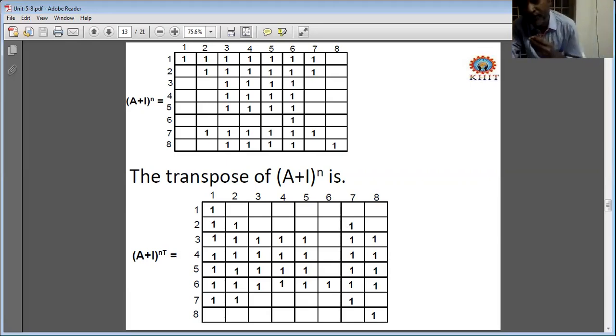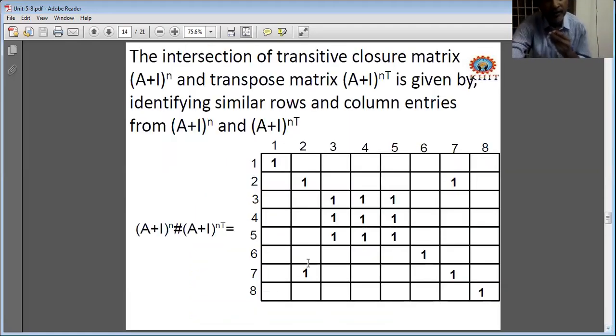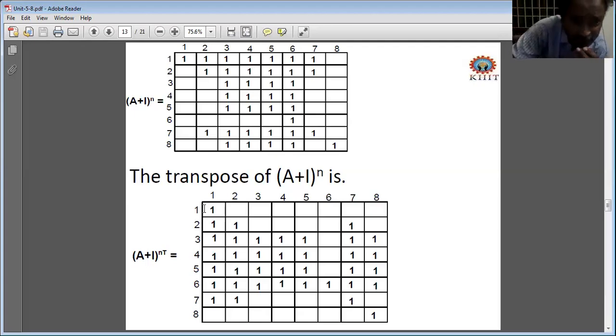Now you have to write about the intersection of the transitive closure matrix (A+I)^n and the transpose matrix (A+I)^n transpose. It is given by identifying similar row and column entries from (A+I)^n and (A+I)^n transpose. That means you see here 1 to 1 is there, and here 1 to 1 is there. So you can mark it.